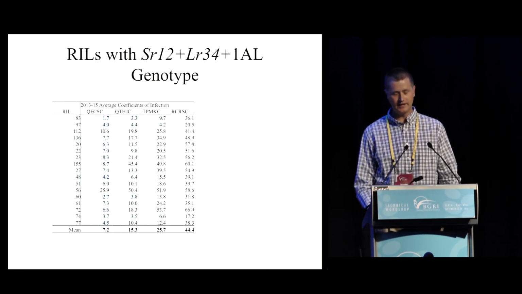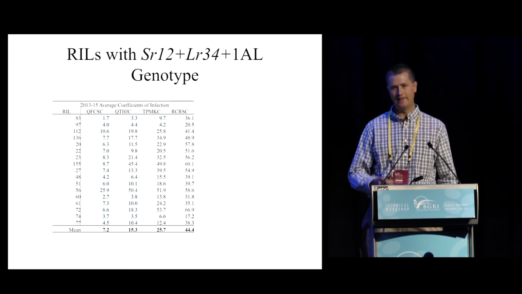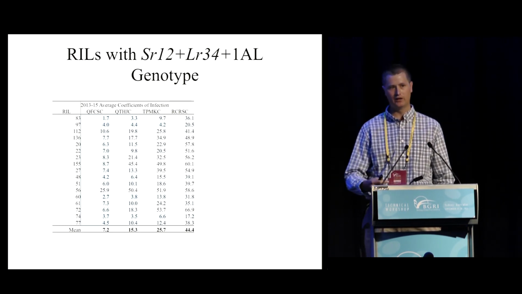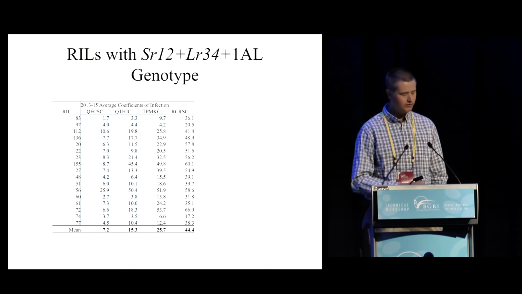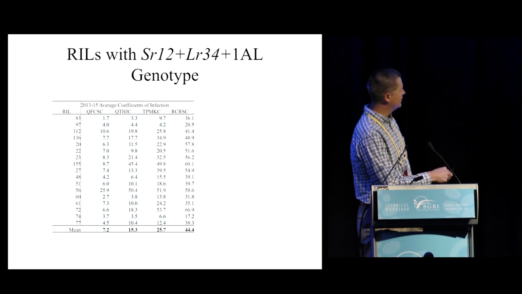To try and tease that apart, I'd like to zoom in on the RILs that have that SR12 plus 1A plus LR34 genotype. These are those 17 RILs here. And here is their average coefficient of infection to the different races.